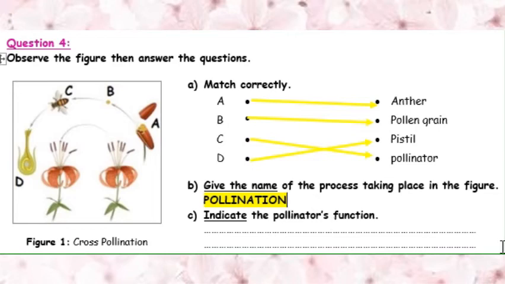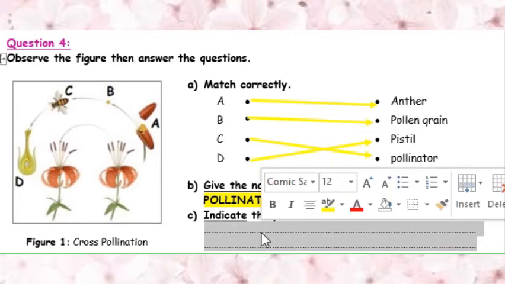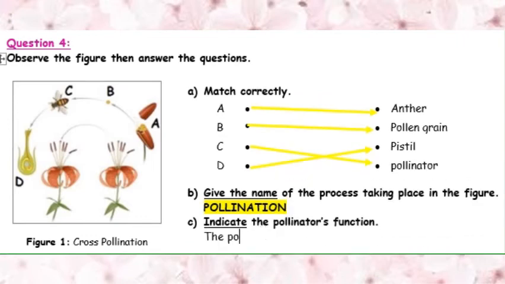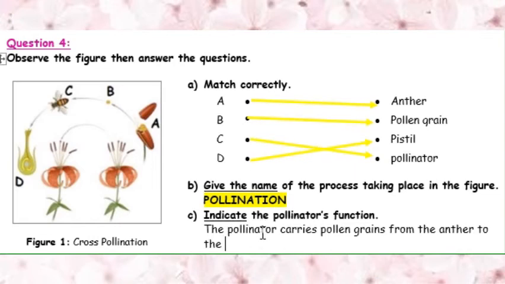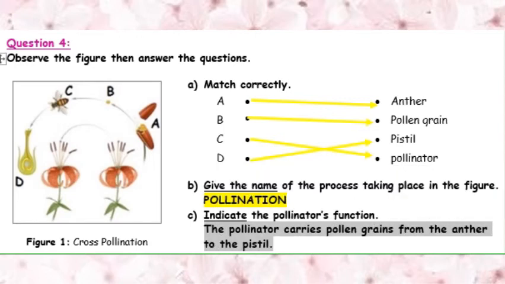Indicate the pollinator's function. What is the pollinator's job? The bee in this case. What does the bee do? The pollinator carries or moves or transfers pollen grains from the anther to the pistil. Okay, the pollinator moves pollen grains from the boy to the girl. From the boy to the girl.